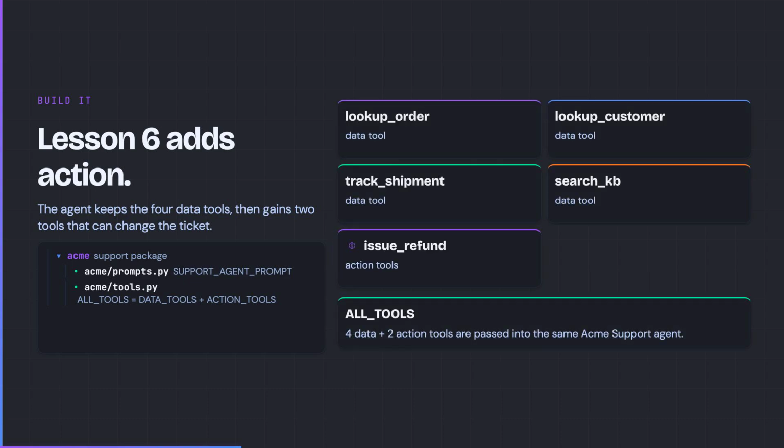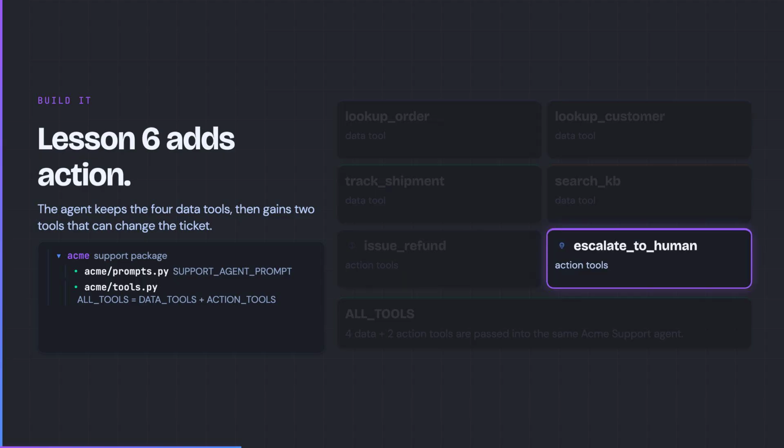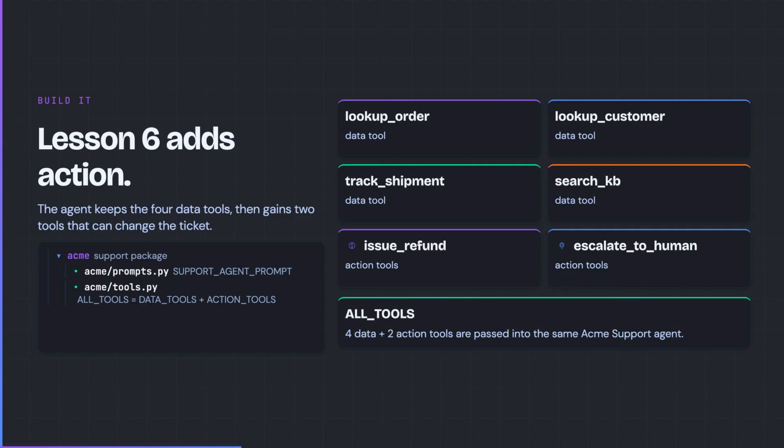Issue_refund is the first action tool. It changes the case, so the prompt must make its allowed path explicit. Escalate_human is the second action tool. It gives the agent a clean route when the request exceeds its authority.